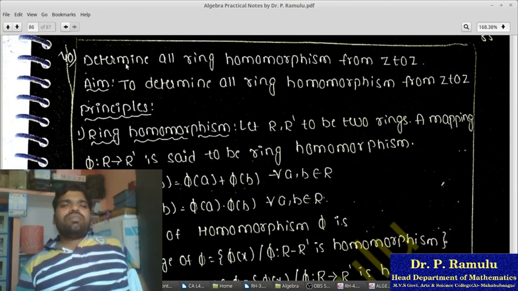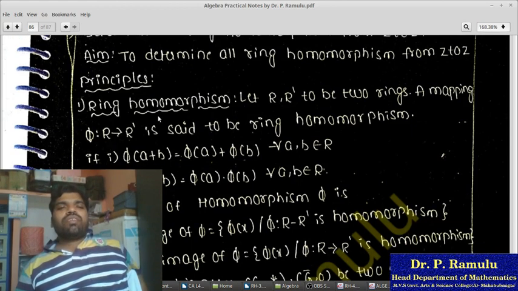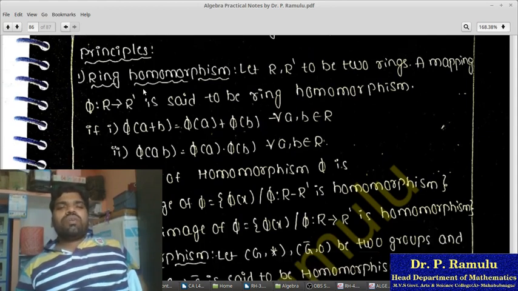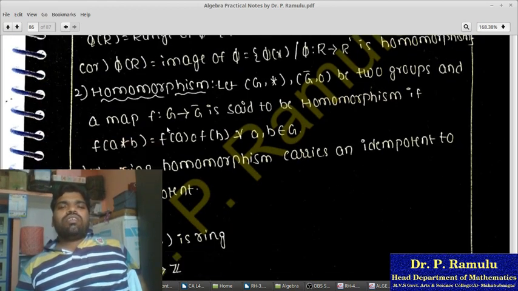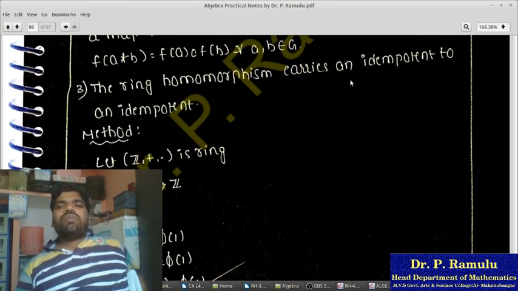Practical problem 40. Determine all ring homomorphisms from Z2 to Z2. First, principle: let R and R' be two rings. A mapping phi from R to R' is said to be a ring homomorphism. Okay, you can define ring homomorphism. The ring homomorphism carries identity to identity. This is a principle we already proved in a practical problem, so you can take this as a principle.